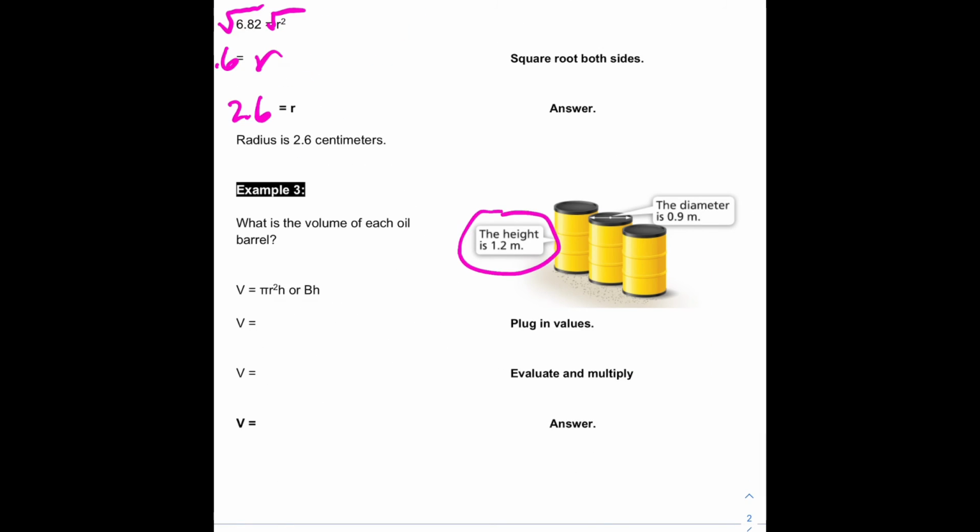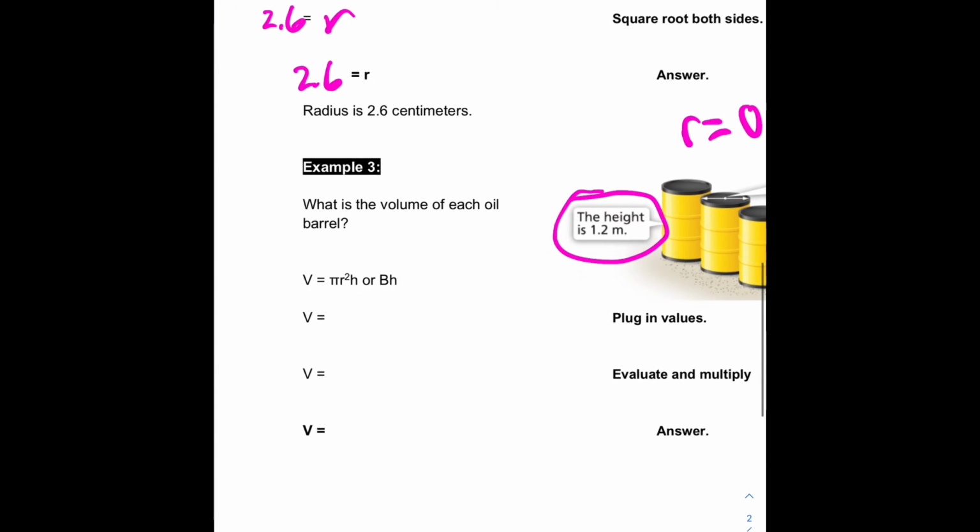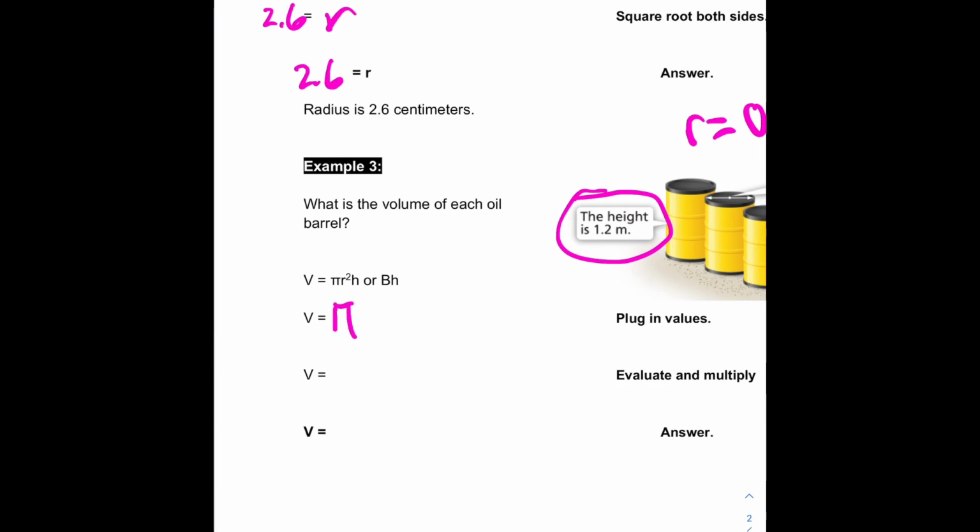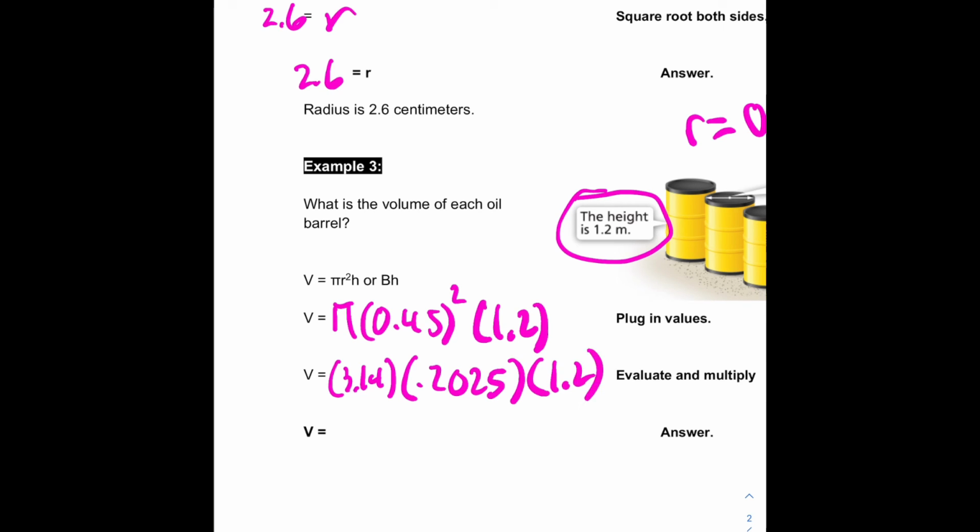What is the volume of each oil barrel? Again, here's my height. This is diameter, which is useful, but I don't need the diameter. I need the radius. So if the radius is half of the diameter, take 0.9 and divide it by 2. So you get 0.45. So I'm going to plug in my values and say pi times 0.45 squared times my height of 1.2. 0.45 squared is 0.2025 and then multiplied by 1.2.